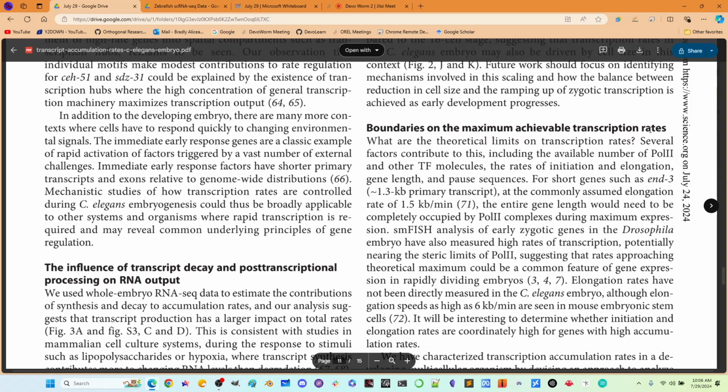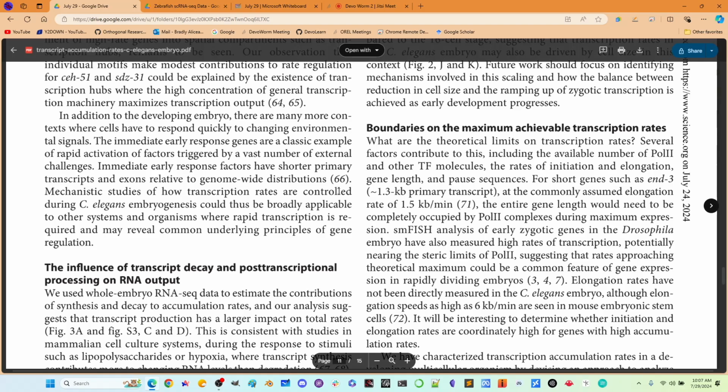So we talked about 2 weeks ago about the speed of transcription or the speed of cell division, which is also the speed of transcription, because you need to be able to not only transcribe things, but you need to replicate DNA so that you can have 2 genomes for your 2 new cells. And so these are all interrelated. And so we have this discussion here on theoretical limits of transcription rates, talking about polymerase 2, POL2, and other transcription factor molecules, the rates of initiation and elongation, gene length, and pause sequences.